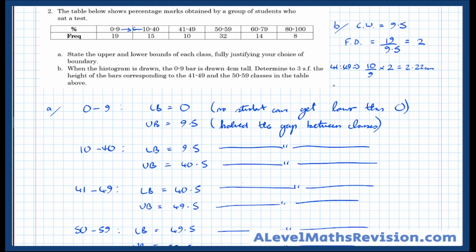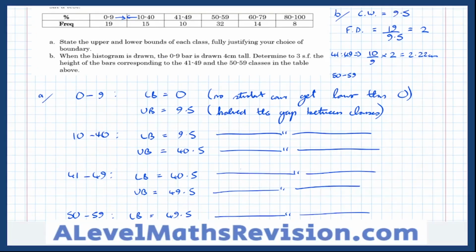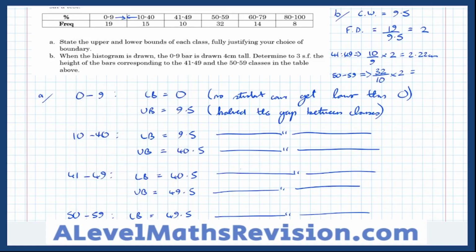And then we've got the 50 to 59. So 50 to 59, so 59.5 all the way down to 49.5. We can see that that's 10 wide. So the frequency divided by class width, which is 32 over 10 times 2 equals, and leaving nothing to chance, get straight on the calculator, put that in the right mode, 32 over 10 times 2, which is equal to 32 over 5, or 6.4 centimeters.